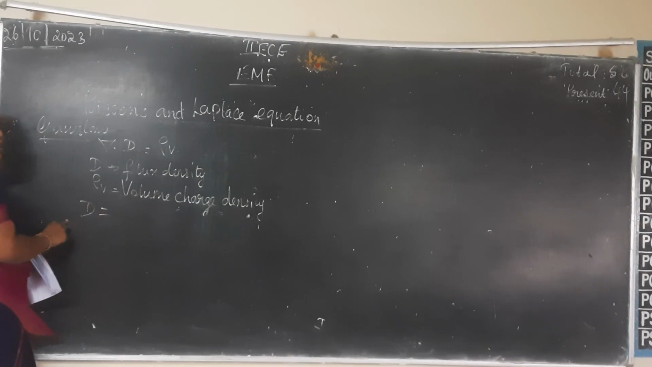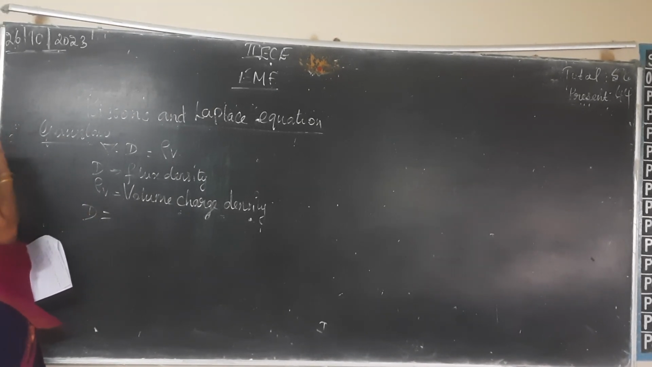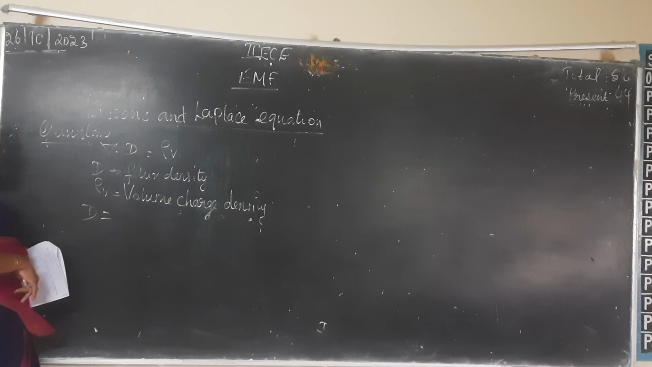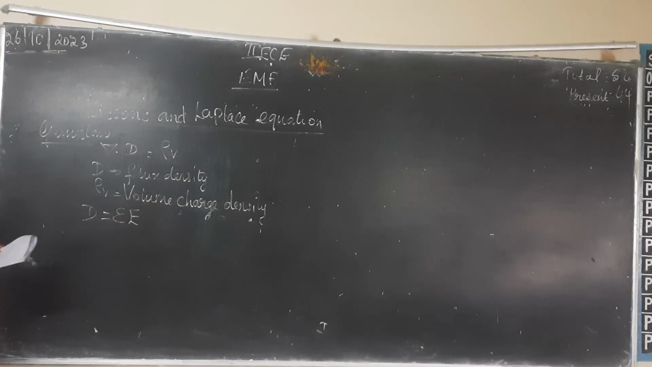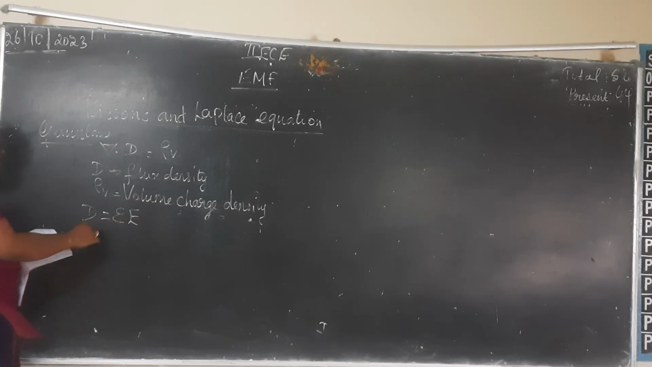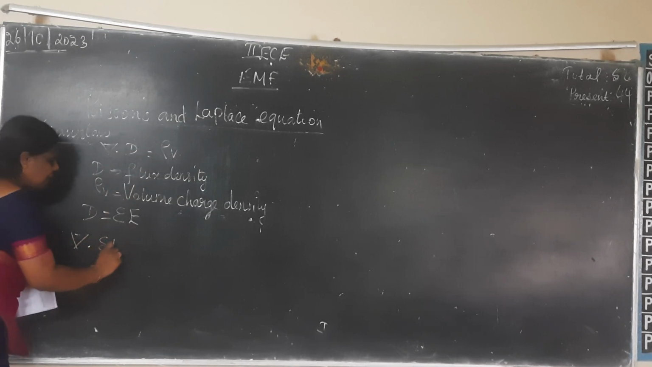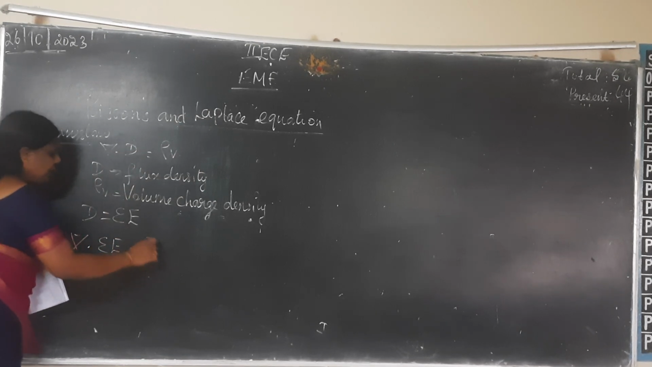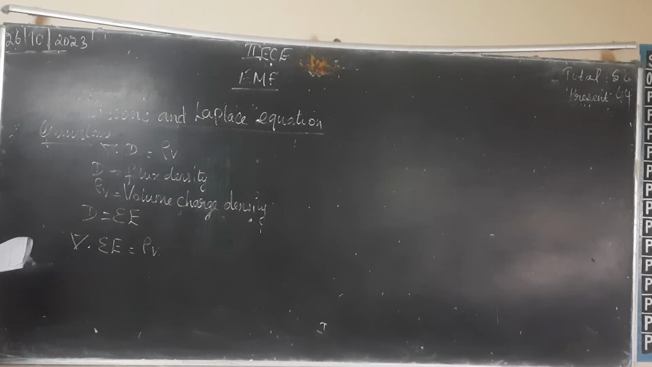Any time you come to the same question: what is D in terms of E? D is equal to epsilon naught epsilon r into E, or I can write it as epsilon into E. Is it not? So in del dot D, in the place of D I am going to substitute epsilon E, equal to rho V. Can you do that? So del dot D is equal to del dot epsilon into E is equal to rho V.